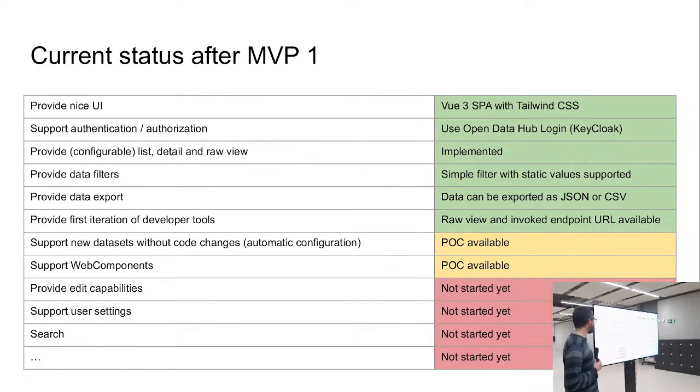Then we have some proof of concept for this automatic configuration, or to support new data sets without code changes. We have some proof of concept for web components. So most probably there will also be some integration of web components, especially for detail stuff. This is something that is reusable, and it will also be released on the web component page of NOI. So you can take a look there and use it on your pages or in your applications, wherever you want.